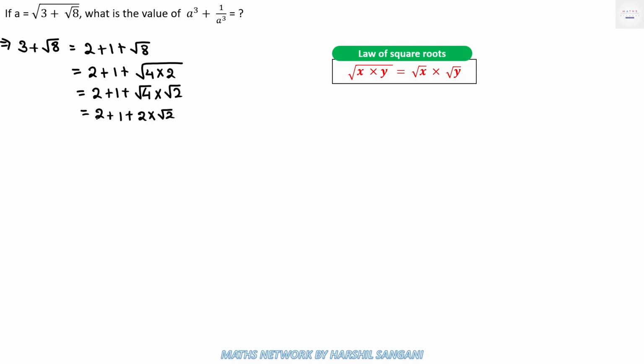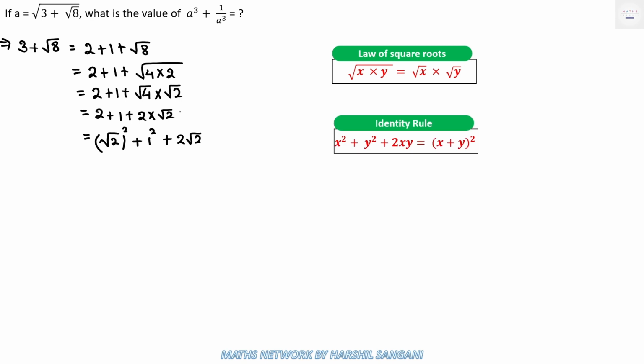Now guys, we open up root 4 as 2, so it will be 2 plus 1 plus 2 multiplied by root 2. Now guys, we will write 2 and 1 in their different form, which is root 2 whole square and 1 square, which is same as root 2 plus 1 square plus 2 root 2. And now guys, we see that this is in the form of an identity rule that for any variable x square plus y square plus 2xy, it equals x plus y whole square. So when we simplify this in the form of this identity, we will get 3 plus root 8 equal to root 2 plus 1 whole square.